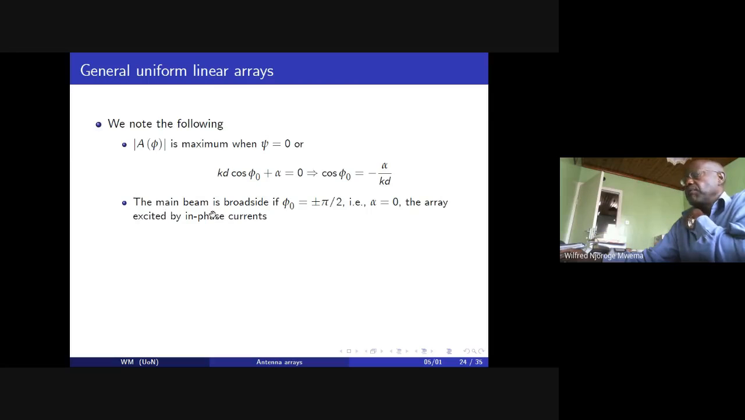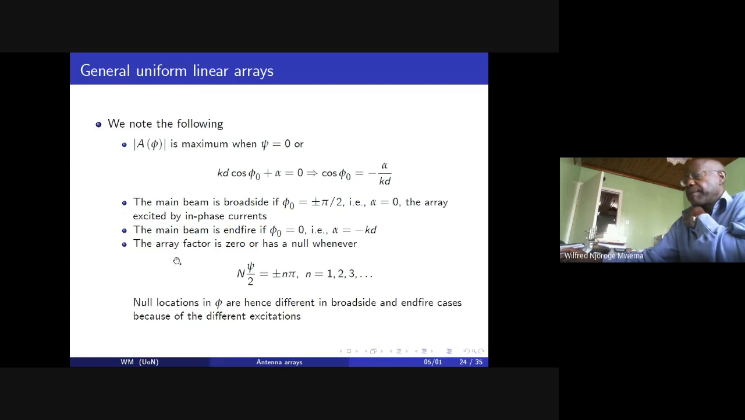And the main lobe will be broadside if phi naught is equal to plus or minus 90 degrees, or rather alpha is equal to 0, and the array is excited by in-phase currents. That is, there is no phase delay in the currents. It will be end fire if we have phi naught equal to 0, that is, alpha is equal to the minus of kd.